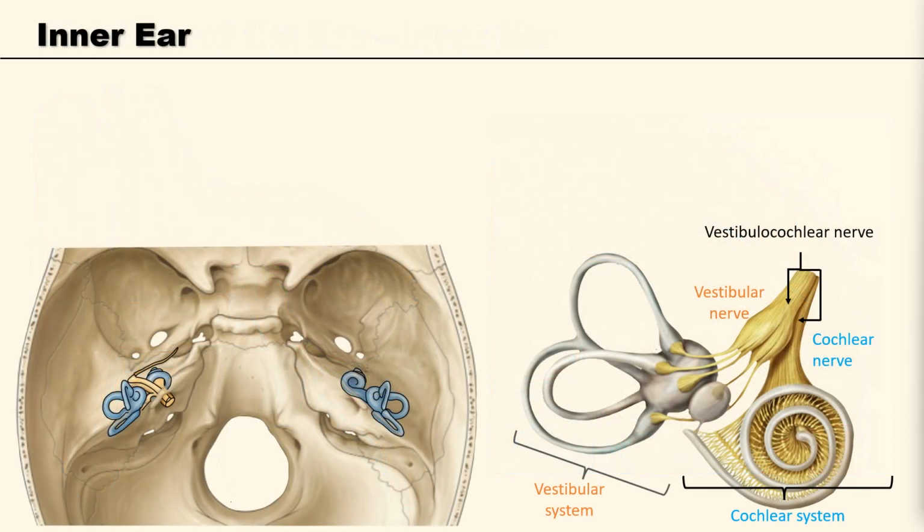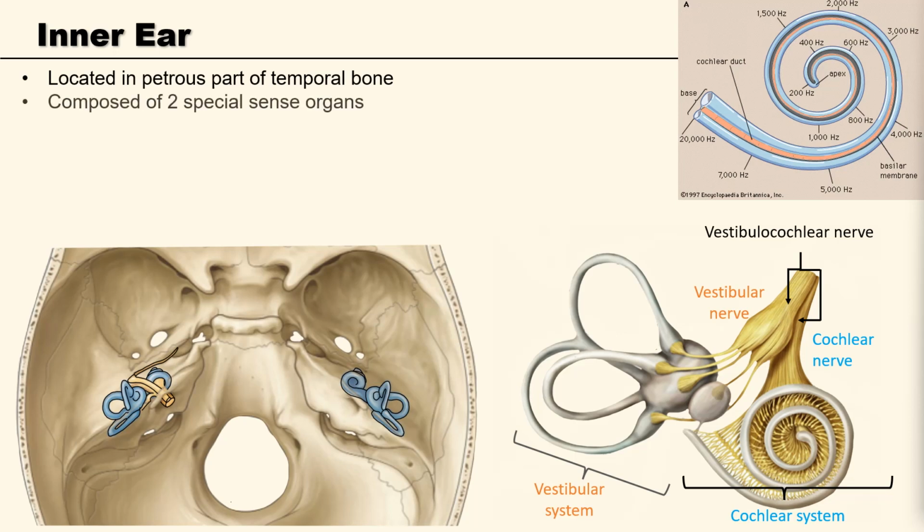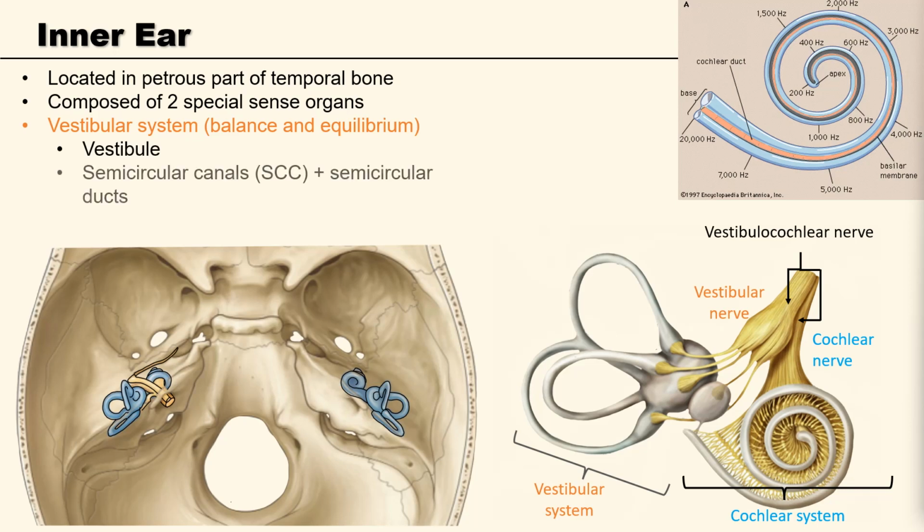The inner ear is located in the petrous part of the temporal bone, as indicated early on in the video. It, as mentioned, is composed of two special sensory organs. The vestibular system, which is responsible for balance and equilibrium, is made up of the vestibule and the semicircular ducts and canals. And the auditory system is made up of the cochlea and the cochlear ducts.